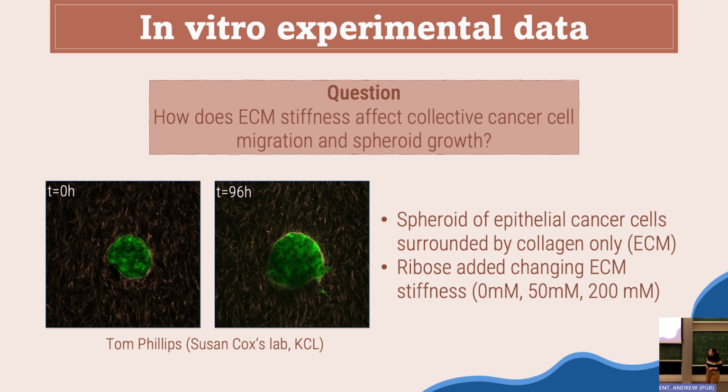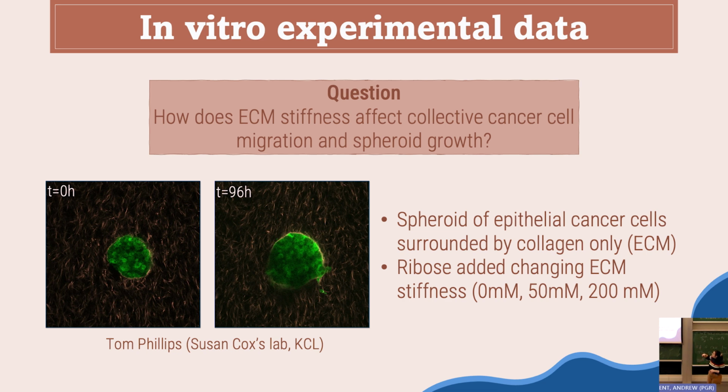So my model is based on some in vitro experimental data, and the question that we're trying to answer is, how does the ECM stiffness affect collective cancer cell migration, because it is a group of cells migrating, and in particular spheroid growth. The experiments were done by Tom Phillips, and they looked at a spheroid of epithelial cancer cells surrounded by collagen only. So this is already a simplification of the ECM.